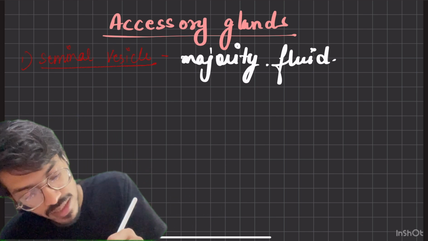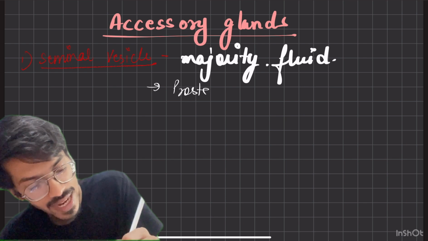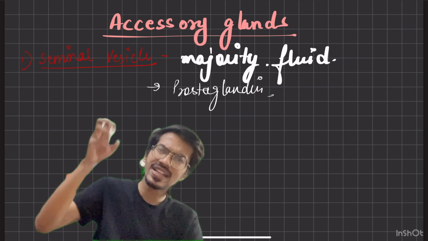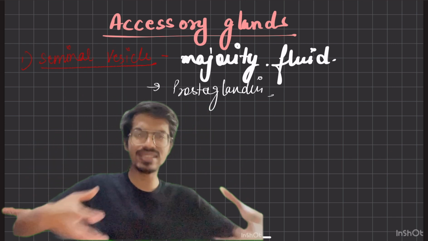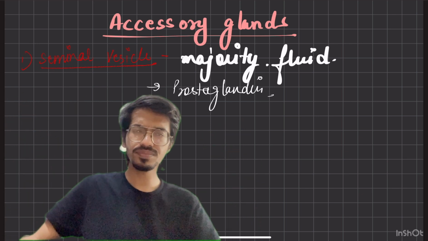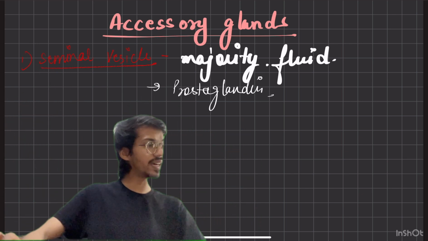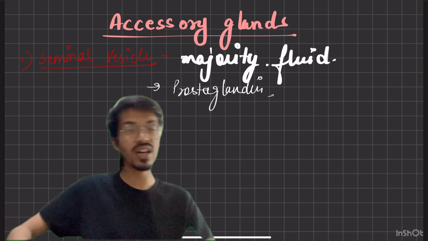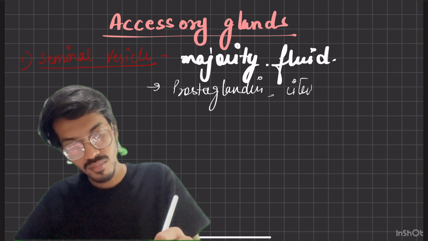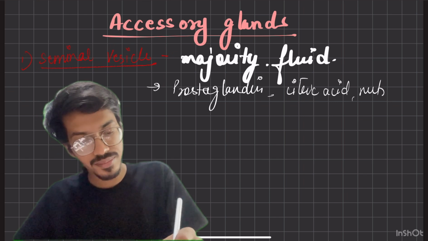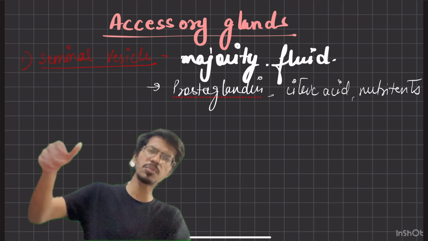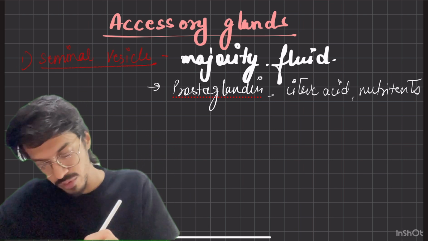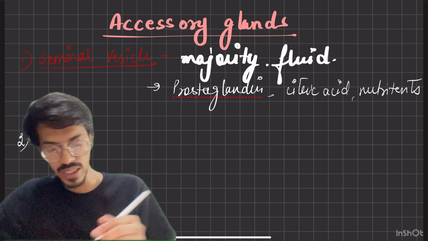Next, the seminal vesicle also provides prostaglandins, which help in the movements and the vacuum created in the female tube, so that the ascent of the sperms can take place. Okay, that function is there. The seminal vesicles also release citric acid and nutrients, citric acid for providing energy, the citric acid cycle. Okay, moving on. These are the bare minimum points that you have to remember.